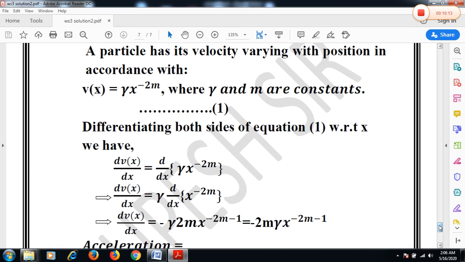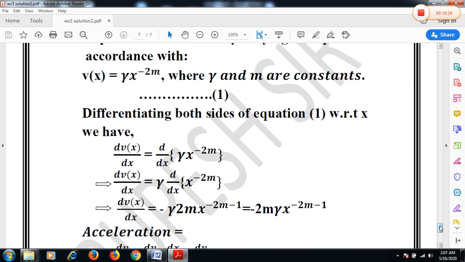Now we have numbered it as equation 1, and we differentiate both sides of equation 1 with respect to x, and we have d/dx of Vx equals d/dx of gamma x to the power minus 2m. So we have d/dx of Vx equals gamma d/dx of x to the power minus 2m, which results in dVx/dx equals minus gamma 2m x to the power minus 2m minus 1, equals minus 2m gamma x to the power minus 2m minus 1.